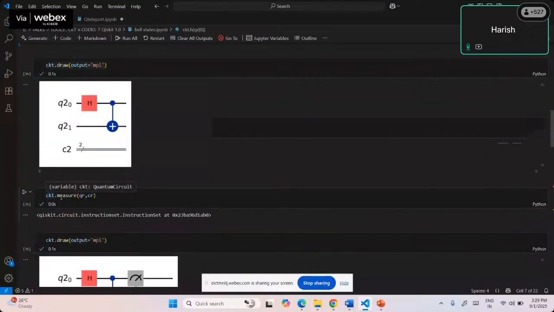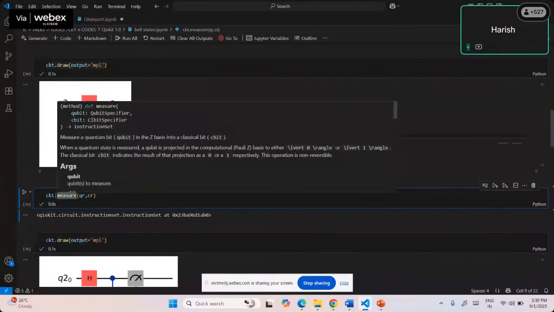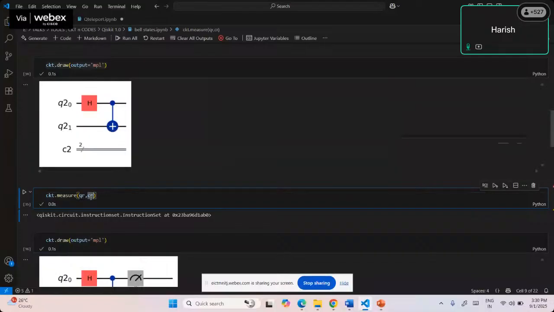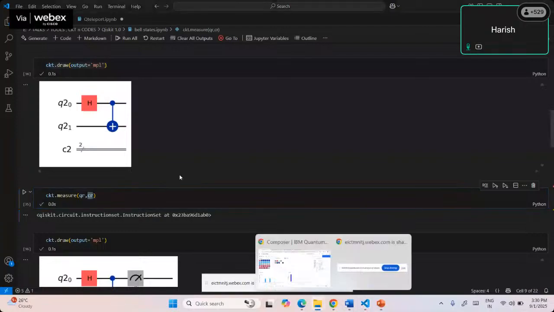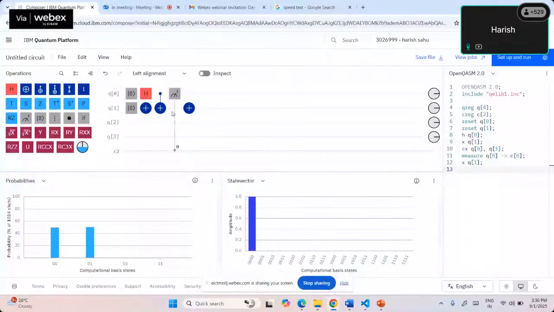Then we are putting in measurement operations. This line from quantum register to classical register will put measurements from all quantum bits to all classical bits. So one line will do the job. Otherwise, if you remember, in the composer you need to put that many measurement operators. How many qubits are there? If there are 4 qubits, then you need to put the measurement 4 times. Here that is done in one line.